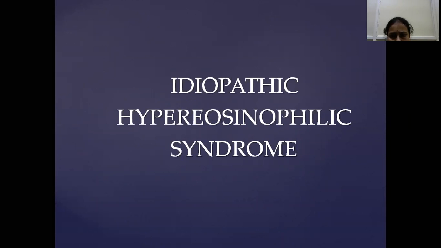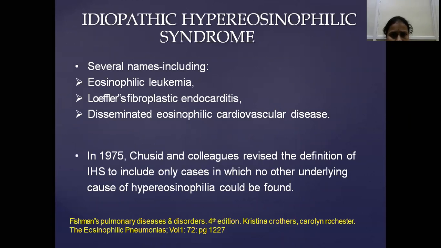Then coming to idiopathic hypereosinophilic syndrome. The name itself indicates this is also idiopathic. Hypereosinophilia: eosinophil counts of more than 1500 per cubic millimeter.